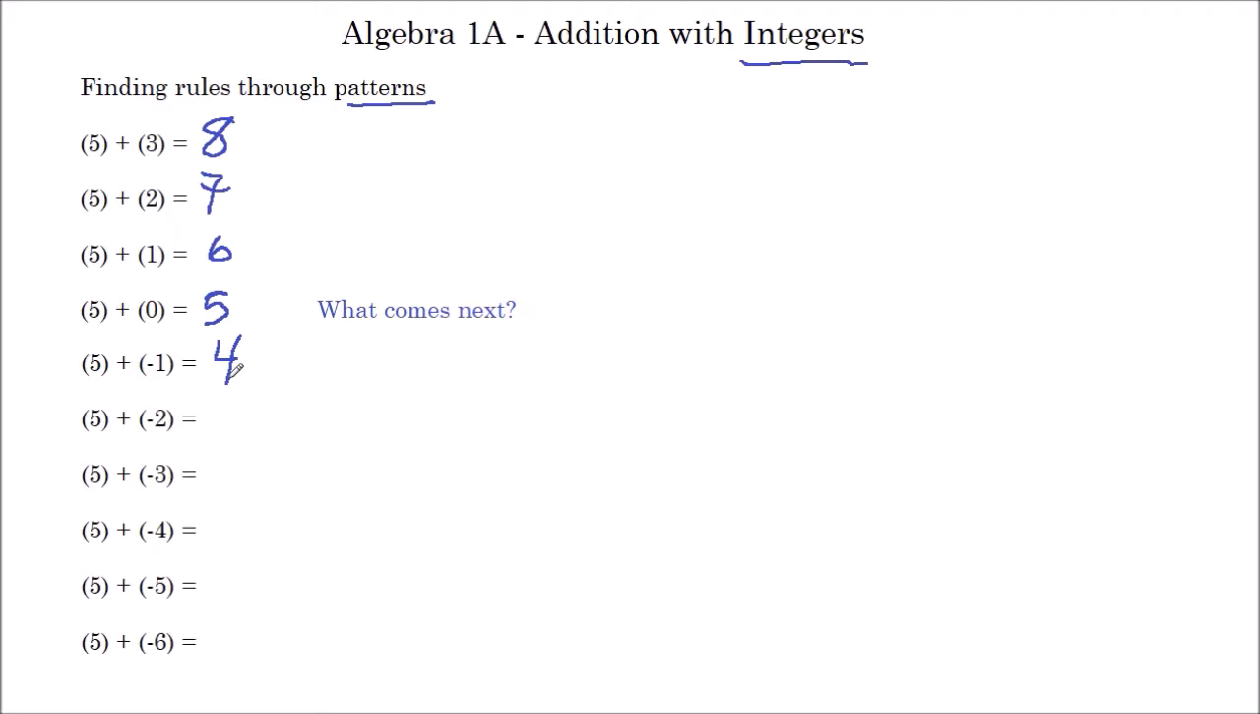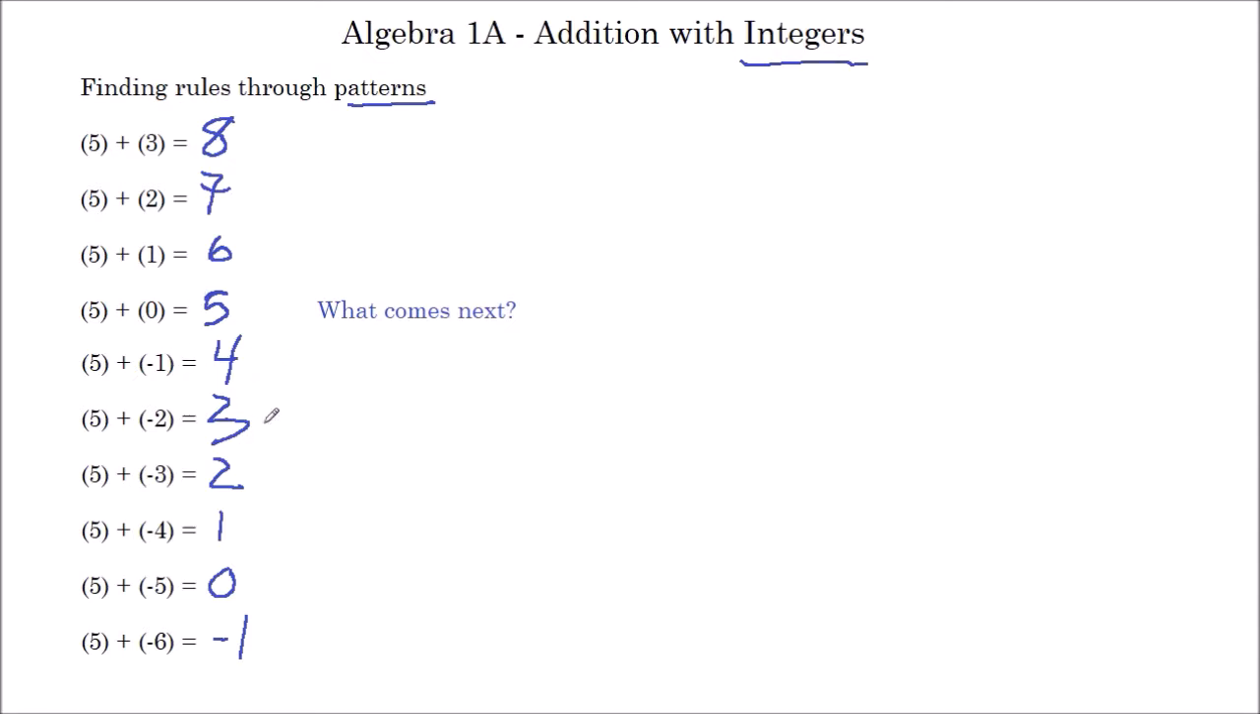1 equals positive 4. 5 plus negative 2, well, if I continue the pattern here, 8, 7, 6, 5, 4, 3, and then I'd have a 2, and a 1, and a 0, and then I'd get down to a negative 1 here. So right now it might not make much sense to you as to why it is this way, but we have these patterns here. So 5 plus negative 1 turns out that is 4.